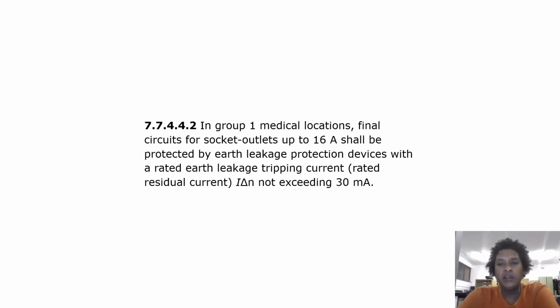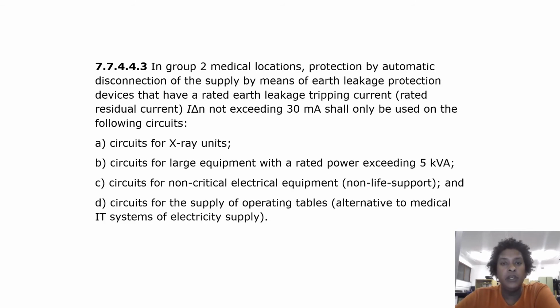In Group 1 medical locations, final circuits for socket outlets up to 16 amp shall be protected by earth leakage protection devices with a rated earth leakage tripping current not exceeding 30 milliamps. In Group 2 medical locations, protection by automatic disconnection of supply by means of earth leakage protection devices that have a rated earth leakage tripping current not exceeding 30 milliamps shall only be used on the following circuits.